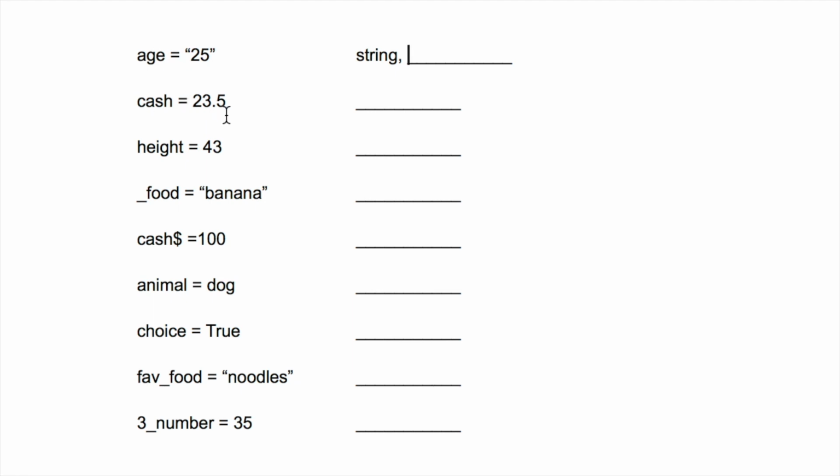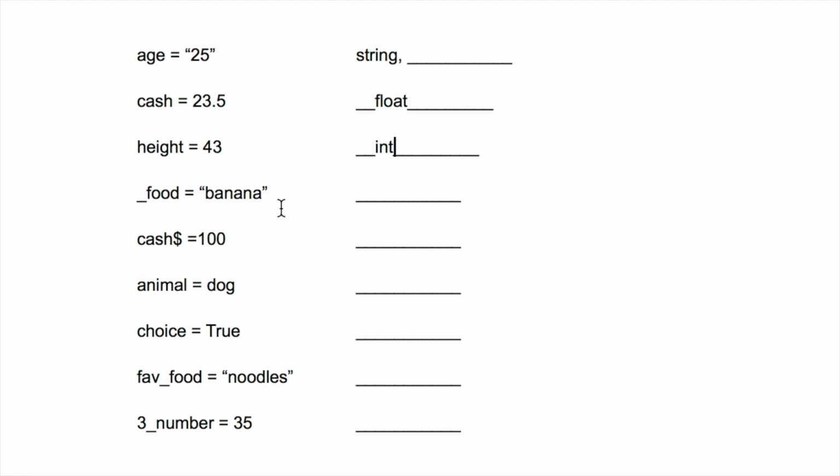Second one, cash equal to 23.5. So is this correct? Yes. The data type, you see that it has decimal point values, so the data type is called float. And whether it's meaningful, yes, cash could have decimal values and it could represent cash. Height equal to 43. Again, it's meaningful. 43 is an integer, so the data type here is int. That's stored in height. So the data type of height is int.